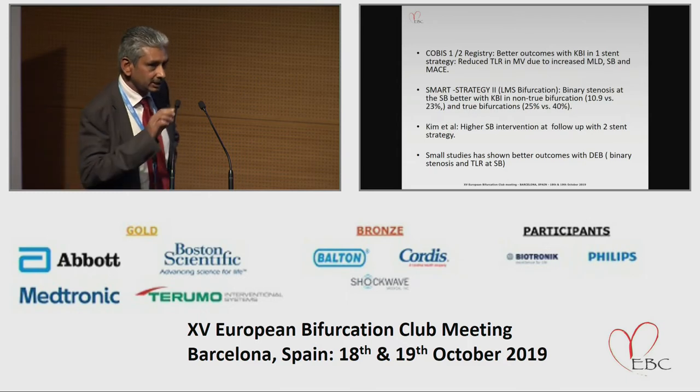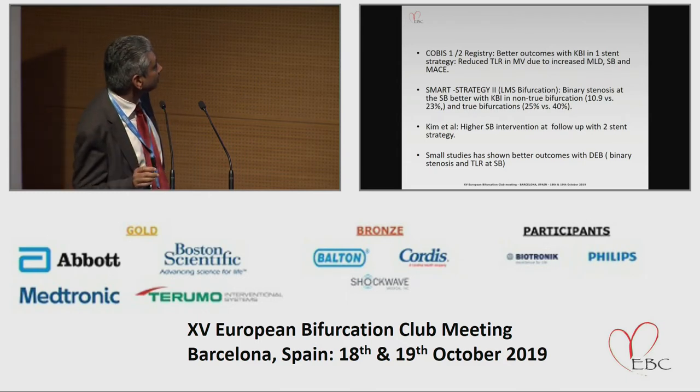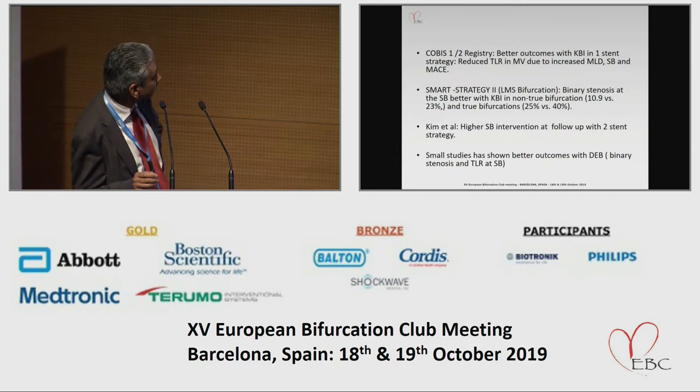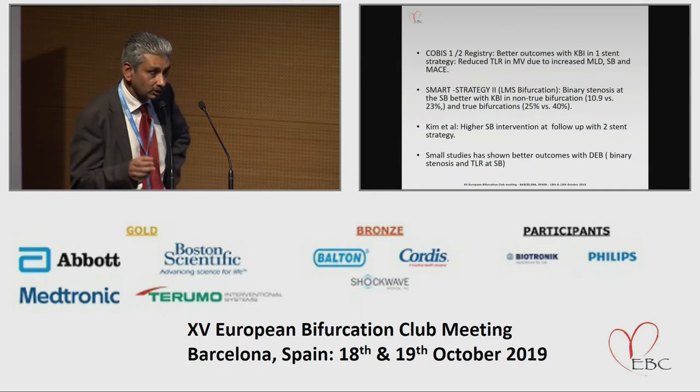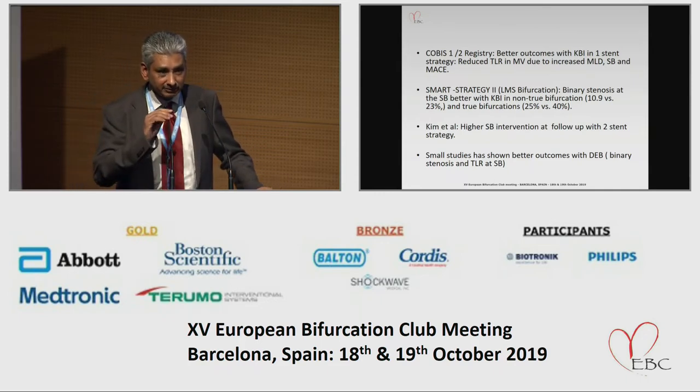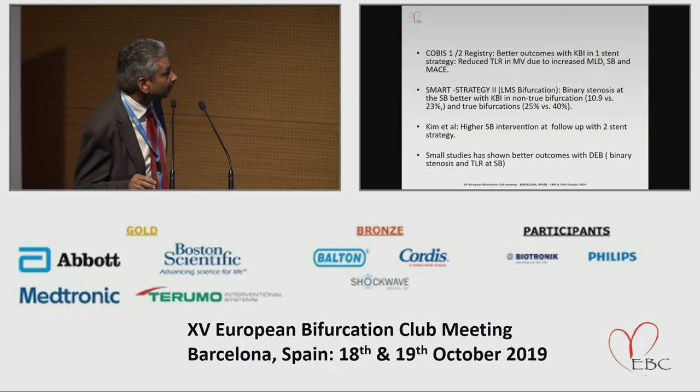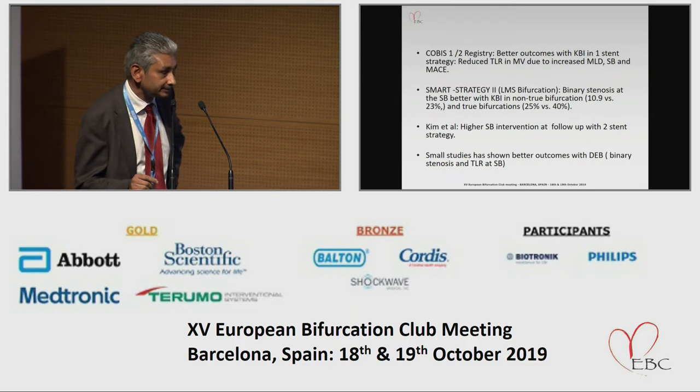Then there was a study, SMART strategy 2, a left main stem bifurcation study, which has shown the binary stenosis at the side branch is better with kissing balloon angioplasty in non-true bifurcation, which is 10.9 versus 23%. And in true bifurcation, the side branch restenosis is up to 40%. So side branch restenosis is a significant problem with conventional treatment strategies in large side branches. There are other studies which have shown higher side branch intervention at follow-up in two-stent strategy.